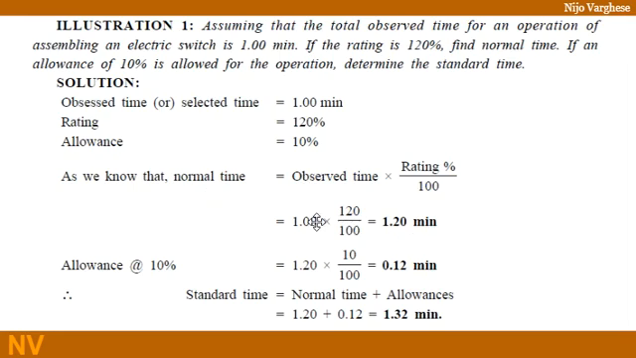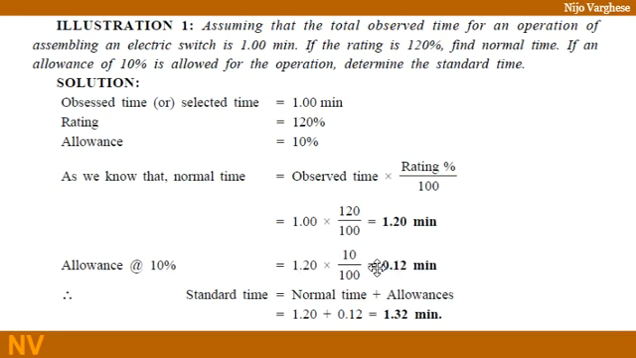So the normal time is 1.2 minutes. Allowance is 10%. So 10% allowance on normal time has been given. So 1.2 multiplied by 10 by 100, so 0.12 minute is the allowance.